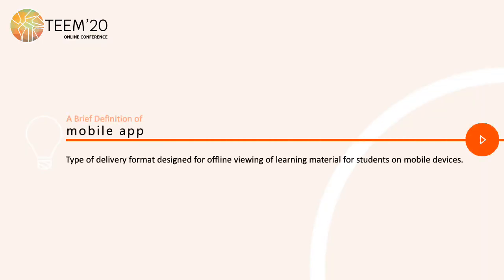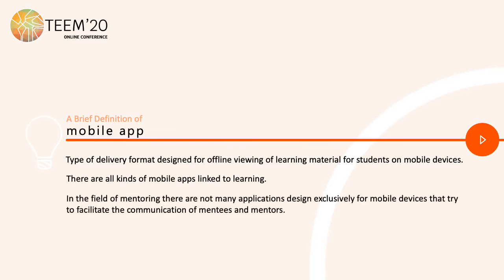A mobile application is a type of delivery format designed for offline viewing of learning material for students on mobile devices. In the field of mentoring, there are not many applications designed exclusively for mobile devices that try to facilitate the communication between mentors and mentees. This exercise shows us the e-mentoring application.